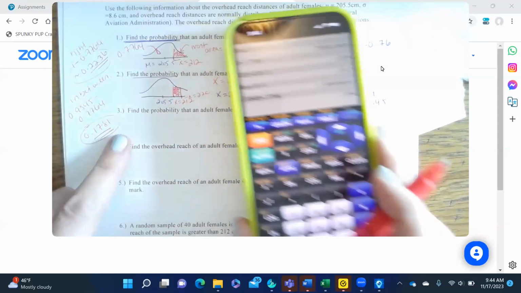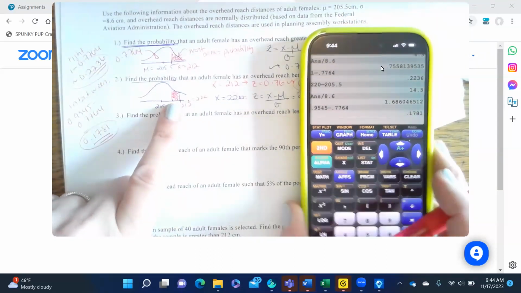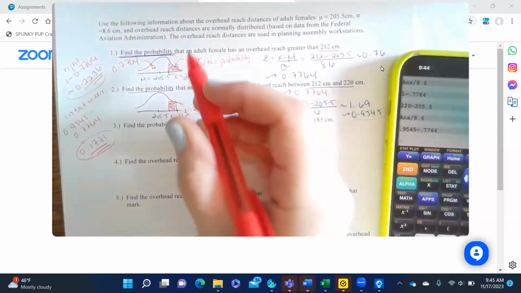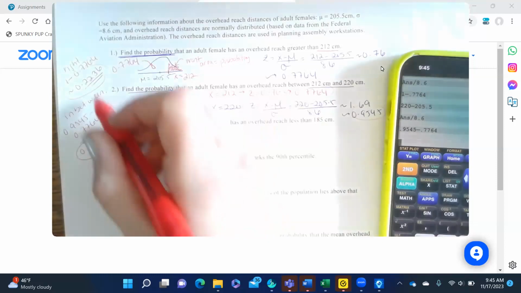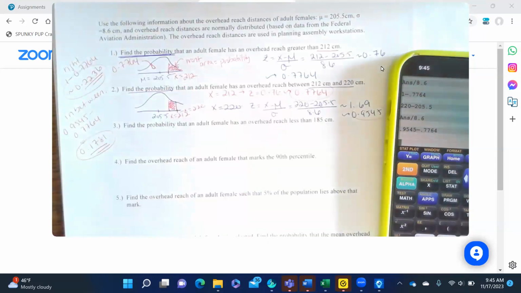And again, this seems reasonable. If I look at my values here, I don't have that much shading. It's actually smaller than the one before it, right, which actually kept going. So 0.1781 seems reasonable. It's less than my first answer. It's not that much shaded in. So this seems accurate.